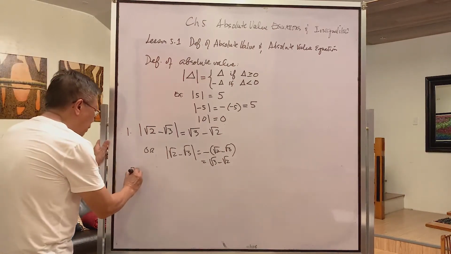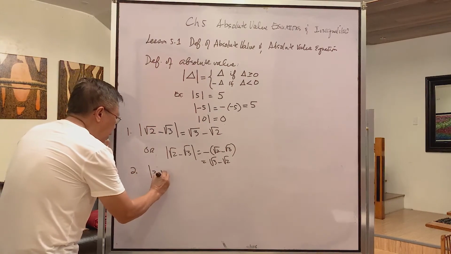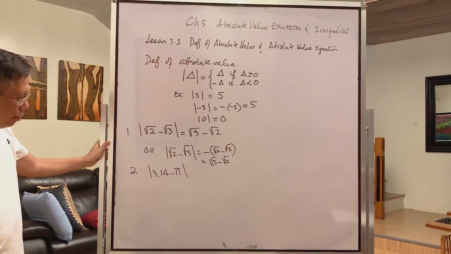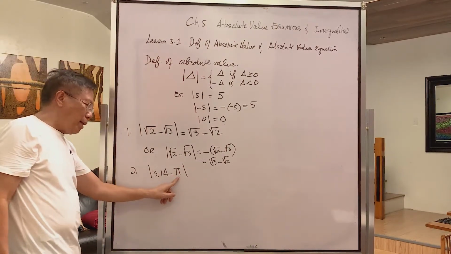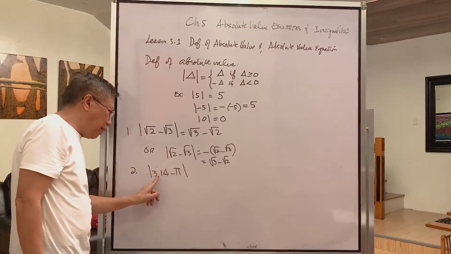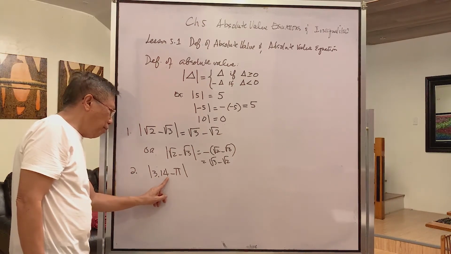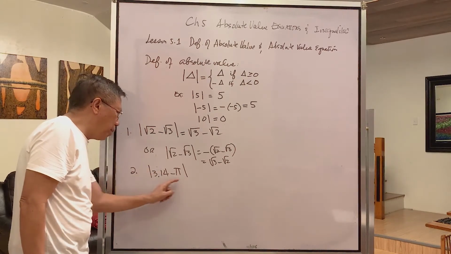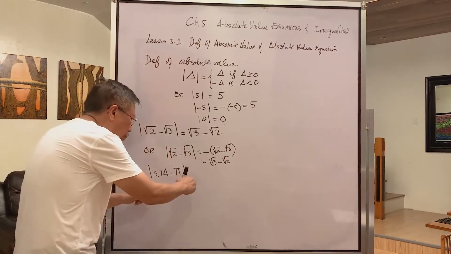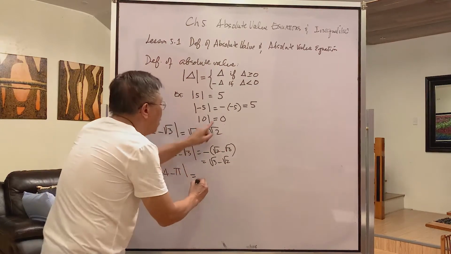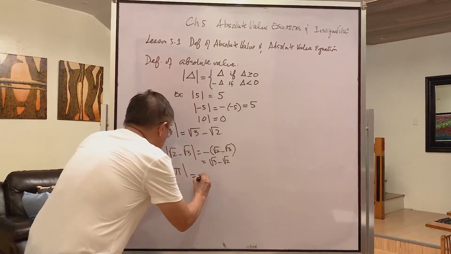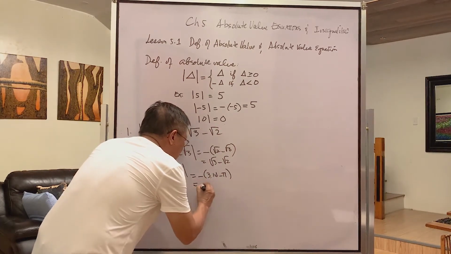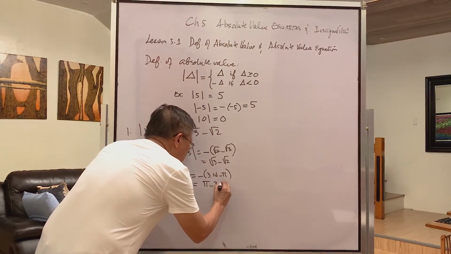Now, what about this one here? 3.14 minus pi, absolute value. We know that pi is greater than 3.14. So, which means 3.14 minus pi is a negative number. So, if you remove the absolute value symbol there, you should have a negative before 3.14 minus pi, or I get here pi minus 3.14.